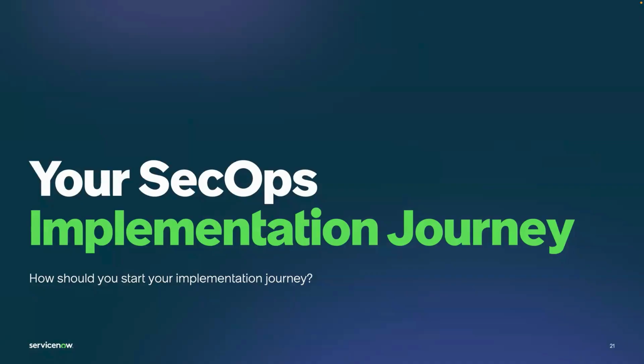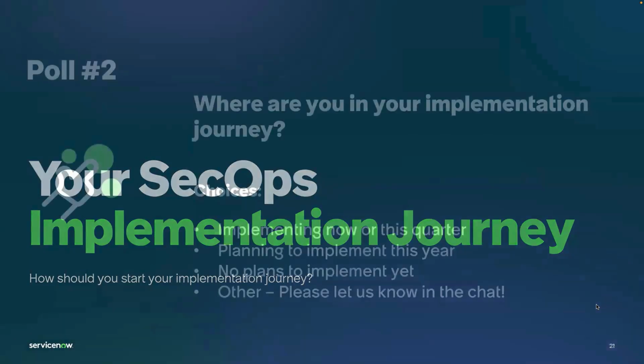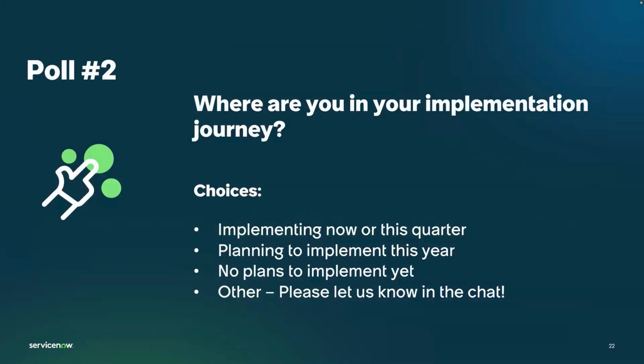And now we will move into the next section that goes into a little bit more of how you should go about starting your implementation journey. But the first thing we'll do is understand a little bit better about where you're at in your implementation journey. So again, it helps us gauge the audience and maybe get you thinking about what your plans are to implement.